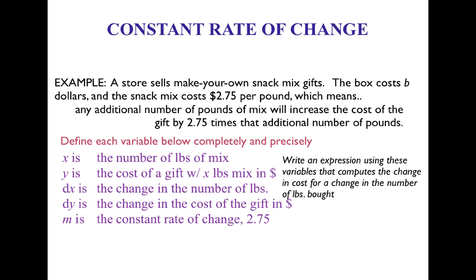Okay? And then write an expression that computes the change in cost for any change in the number of pounds bought. So using the variables in this list, what computes the change in cost for a given change in the number of pounds bought? Let's see about this one. Daphne, how about this one? m times dx would give you? Okay, she's saying dy equals m dx. That's exactly it, right? That's our meaning for constant rate of change. Given a change in number of pounds, the change in cost will be 2.75 times that number of pounds. What about the price of the box?